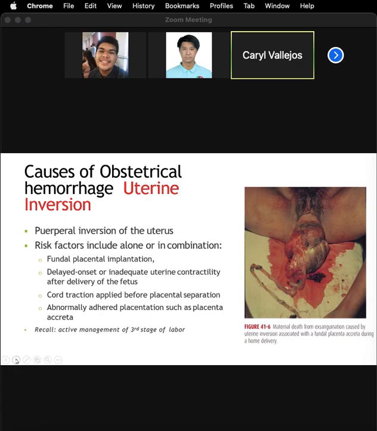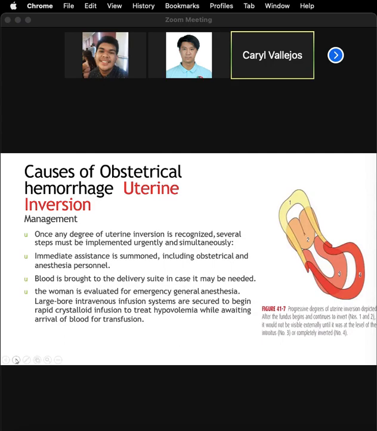So the picture in here is an example of a uterine inversion associated with the fundal placenta accreta during a home delivery. So for the management of your uterine inversion, once any degree of uterine inversion is recognized, several steps must be implemented urgently and simultaneously. Again, you ask for help, including your obstetrical and anesthesia personnel.